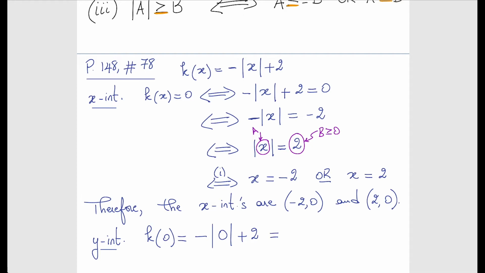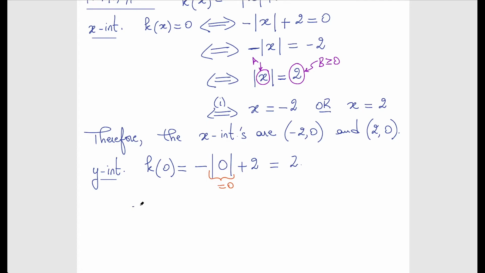Okay, and what's absolute value of 0? We discussed that before. That's 0. So minus 0 is 0, plus 2 is 2. Okay, so the y coordinate then, the y-intercept then is 0, k of 0, which is 0, 2, because k of 0 happened to be 2.